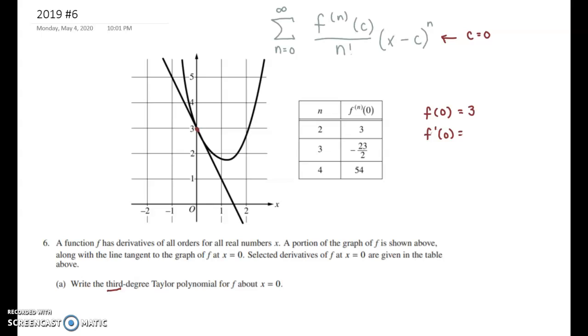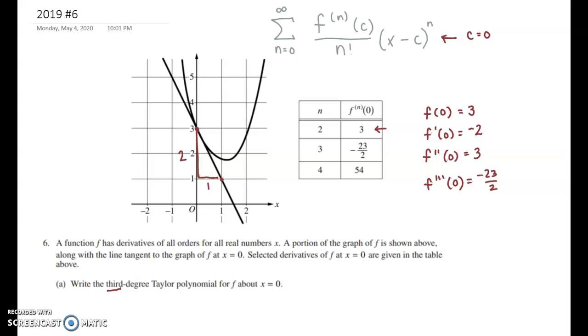I see that the graph intersects at 3, which I already talked about, but it has a slope, which I can read off the graph, of -2 over 1. So our first derivative is -2. We also need a second derivative evaluated at 0, and we know that that is 3 from the table of values they gave us here. And if we're doing a third degree, we also need a third derivative centered at 0, so that's going to be -23 over 2, and that's from the table as well.